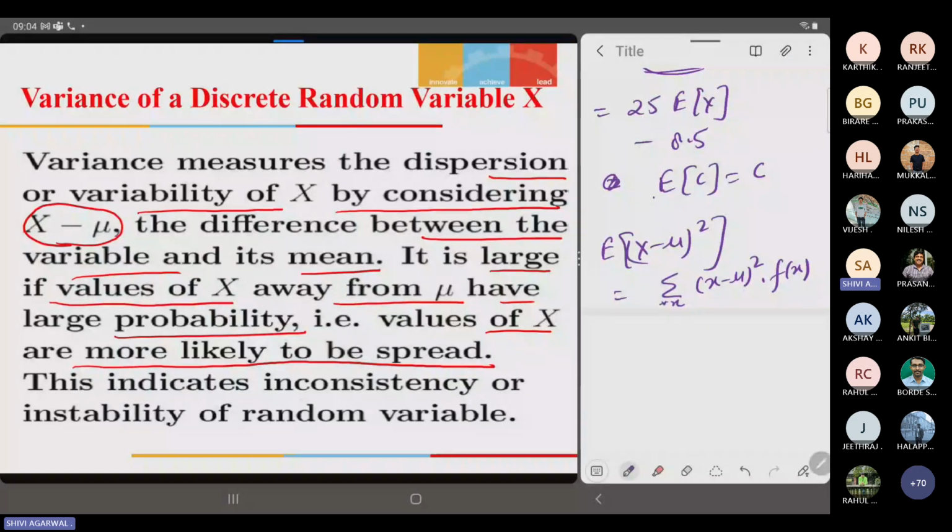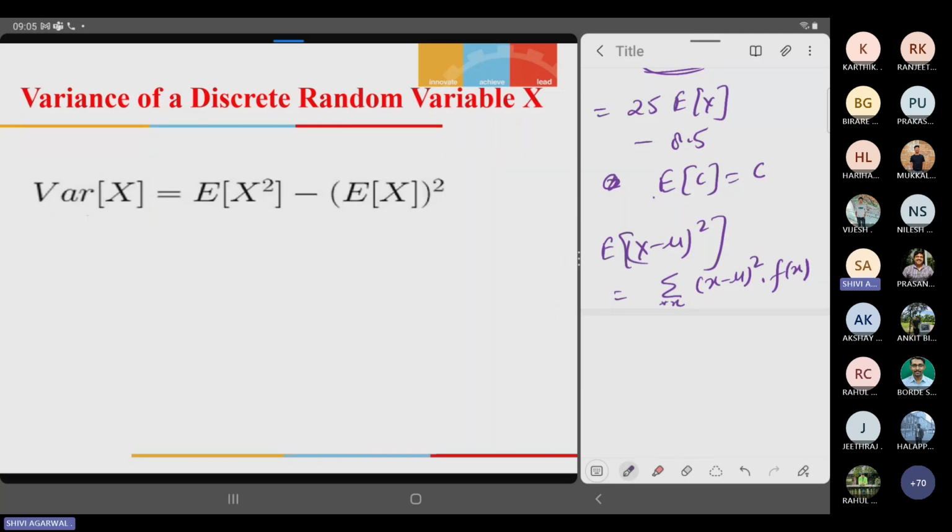So this indicates the inconsistency or instability of the random variable, because it is spread out over a large range. Okay, that is the meaning. Now one other formula to find the variance. As I told you, the variance of x can be defined by the definition: for all x, (x minus mu) whole square into the density function f(x).